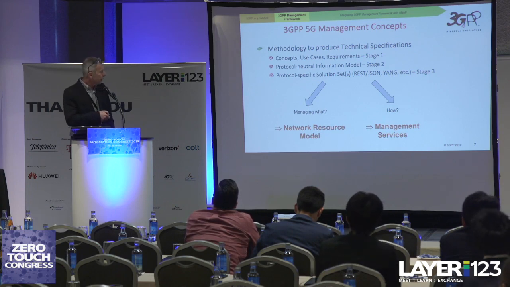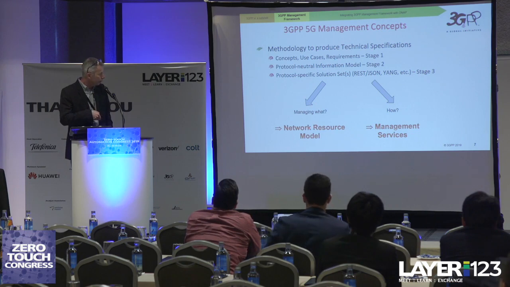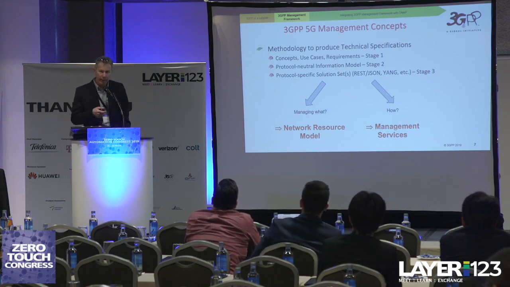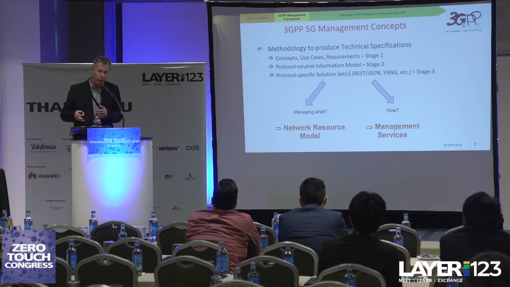And 3GPP applies this 3-stage approach to 2 things which are orthogonal, I would say. We apply this to describing our network resource models, meaning what we are managing. We have a network resource model, for instance, for 2G network, radio, core, another one for 3G, radio, core, and so on and so on. Same for 5G, of course.